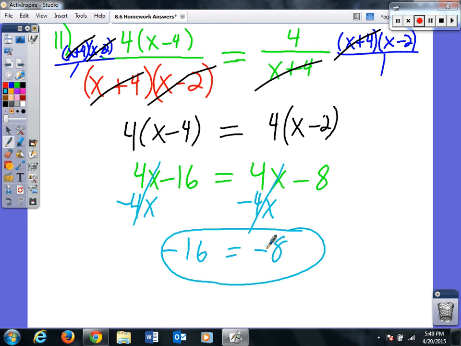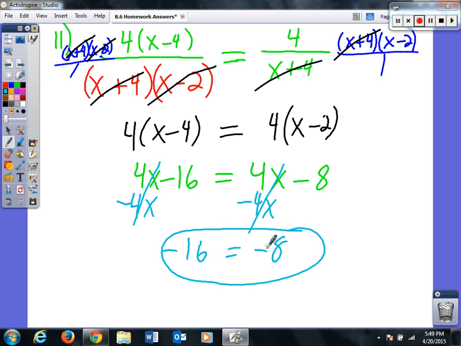So if you think about what it means to have a solution to an equation, it means that it's some value that we can plug in that will make the equation true. And so when we went through and simplified these fractions, everything canceled down to negative 16 equals negative 8. This is a contradiction. That doesn't make any sense.